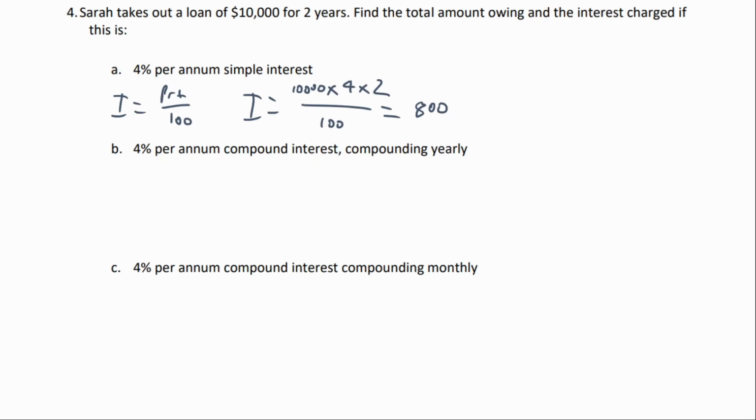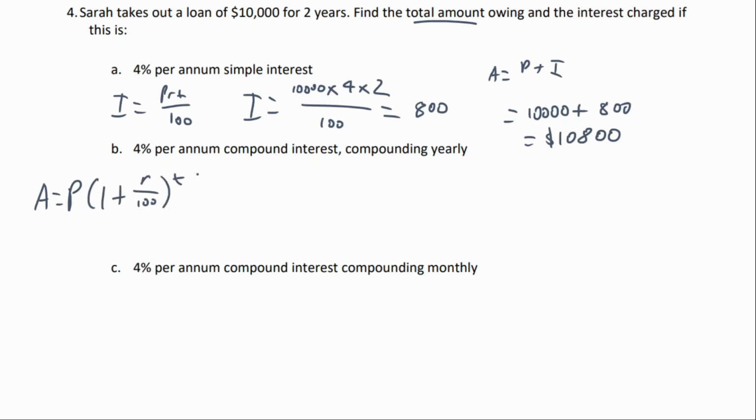That is not your final answer though, because that just tells you how much extra she ends up paying. So to find out the final amount, the total amount, we need to add that to the principal. So remember A was P plus I, that'll be 10,000 plus 800. That gives you a value of $10,800. That's how much she owes at the end. Alright, question B, 4% per annum, compound interest, compounding yearly. So we're just using a different formula for this one. Compound interest formula would be A equals, I'll just write it out there.